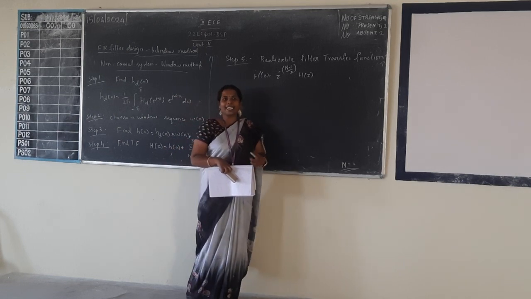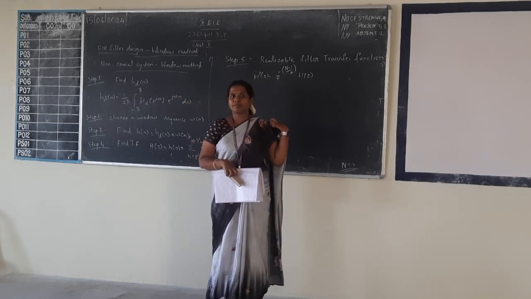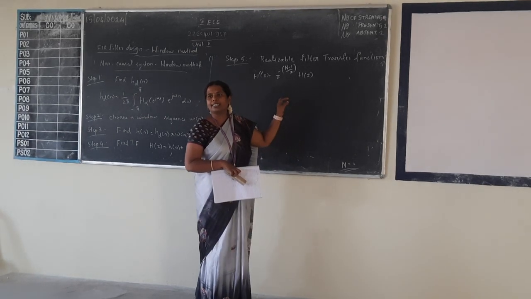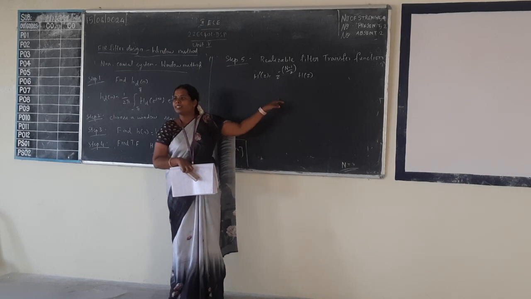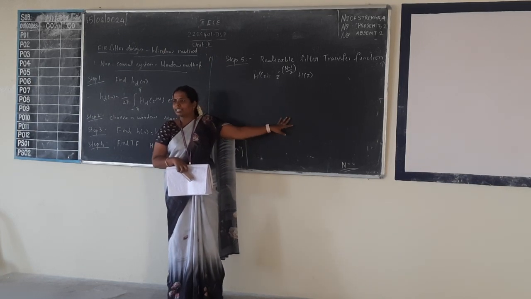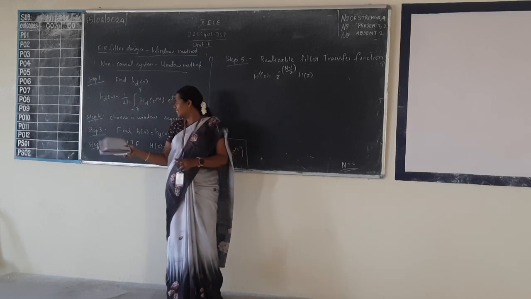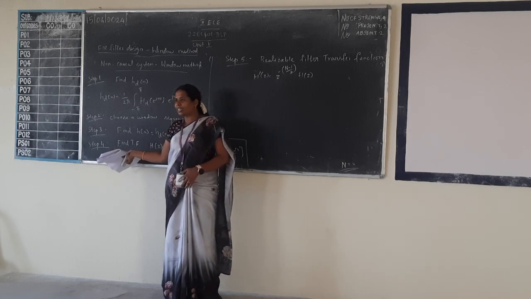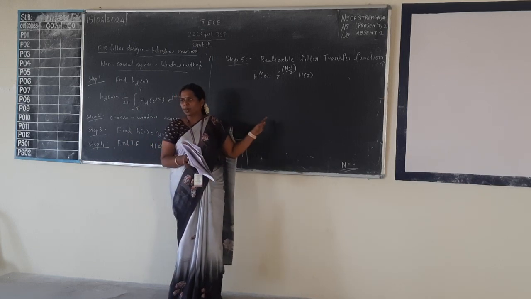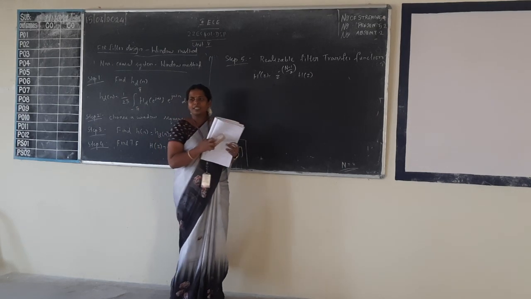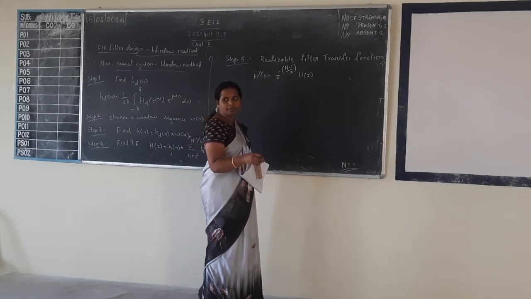Everyone sit tight and listen. We are going to multiply that with z power minus of n minus 1 by 2, which means we will get all terms on the right-hand side. Then it becomes causal. The left-hand side is the non-causal H of z, and for the right-hand side, we multiply with z power minus of n minus 1 by 2. It becomes causal.